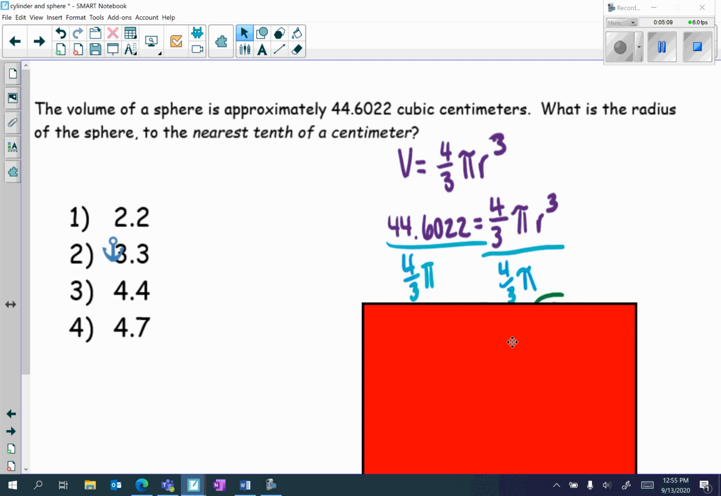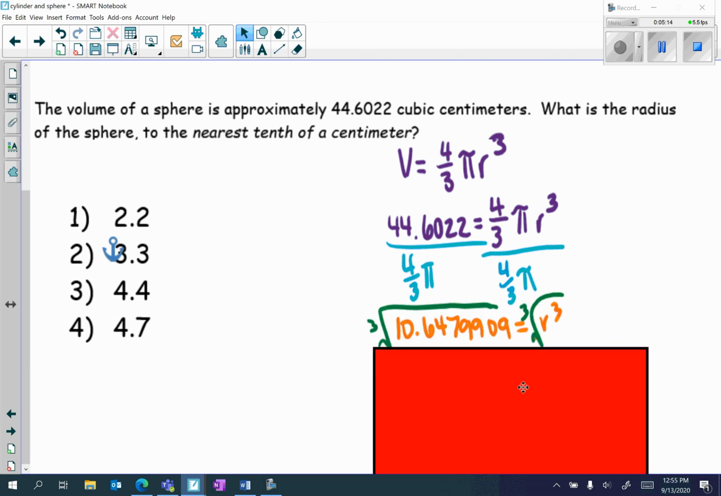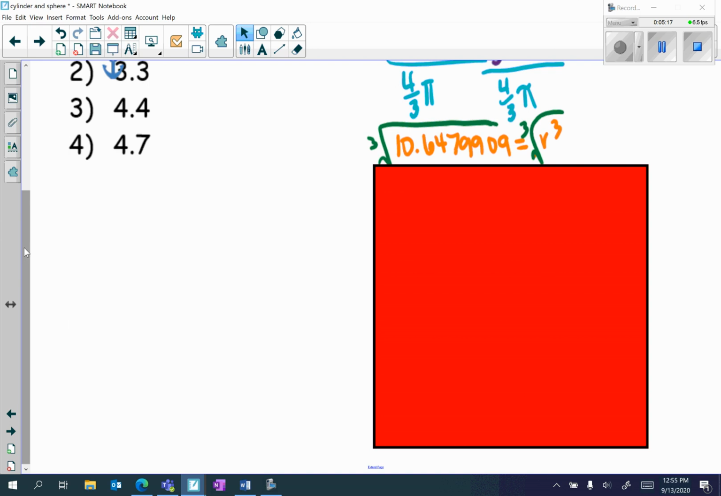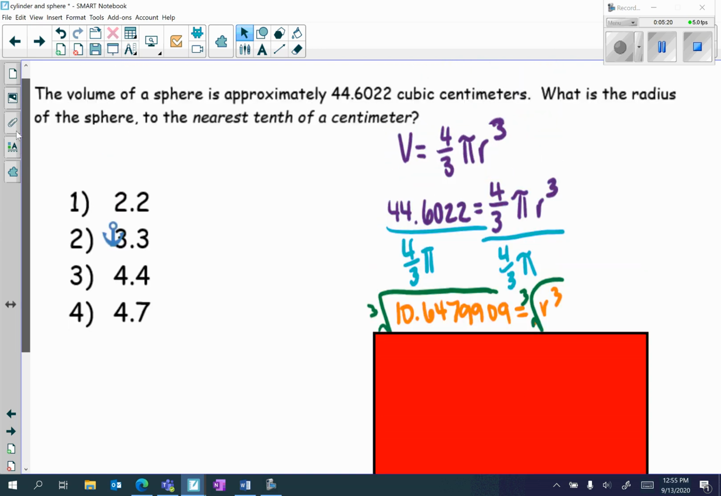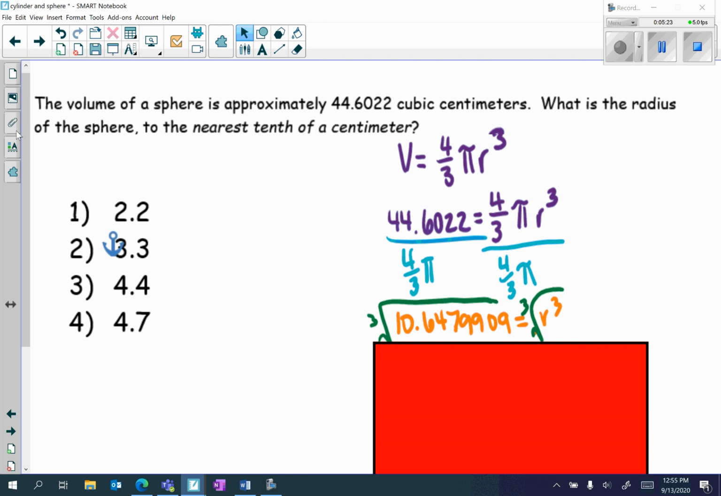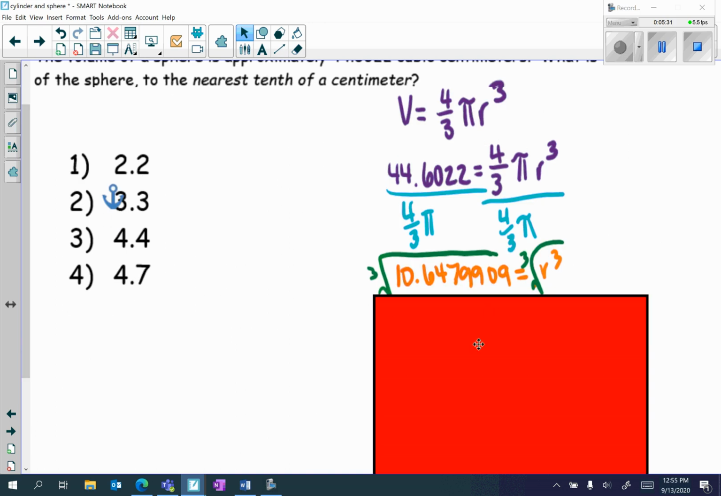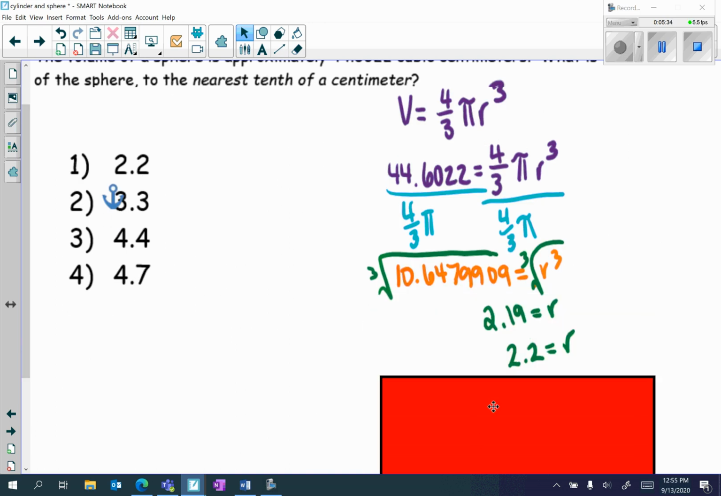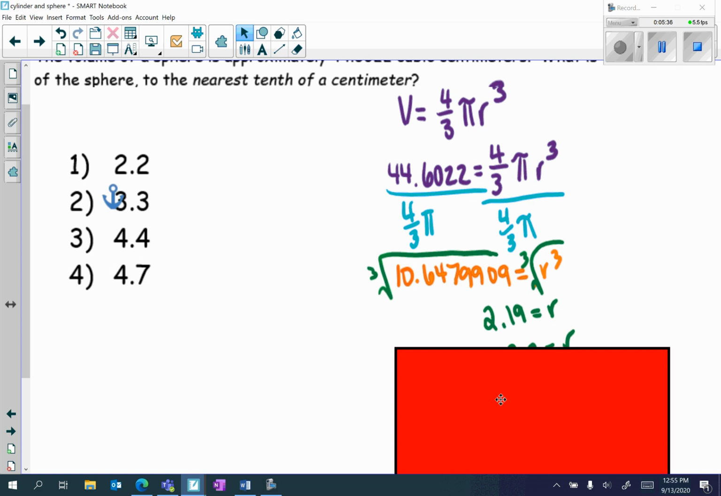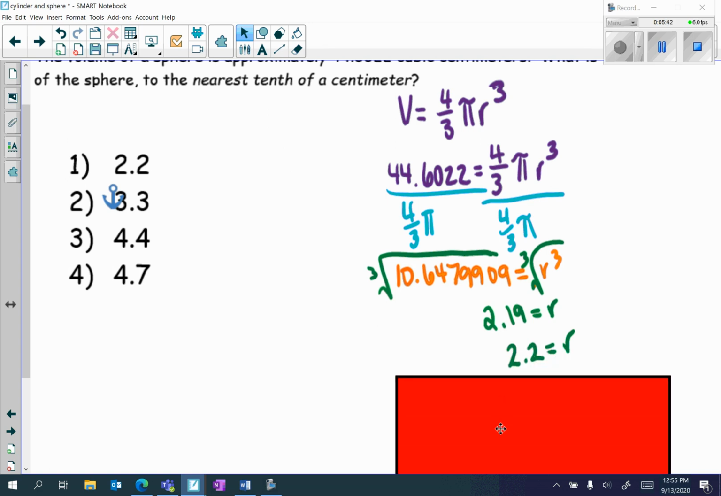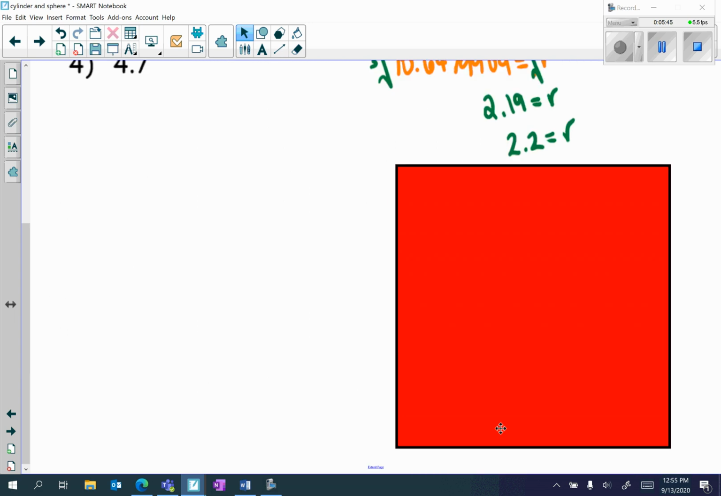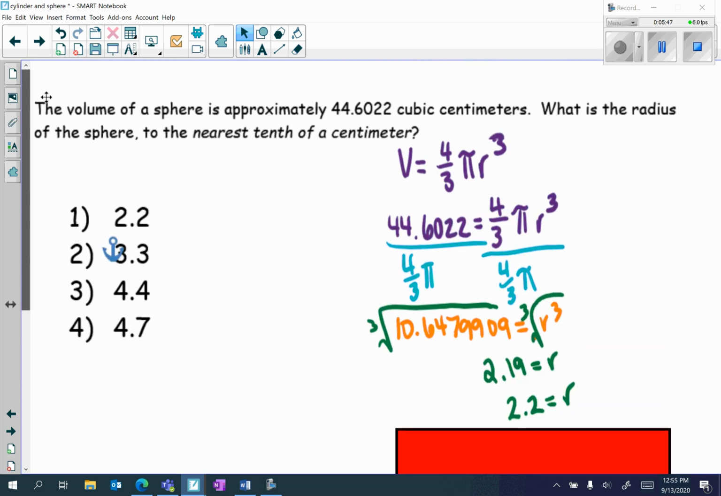I put into my calculator 44.6022 divided by 4/3 pi, and I get 10.64799909 is equal to r cubed. Now, in order to get r by itself, I'm going to take the cube root on both sides. I put this into my calculator, the cube root of 10.64799909, and I get 2.19. But remember, I need to find it to the nearest tenth, so that's 1 decimal place. The 9 bumps the 1 up to a 2, so the answer is 2.2, which is choice 1.